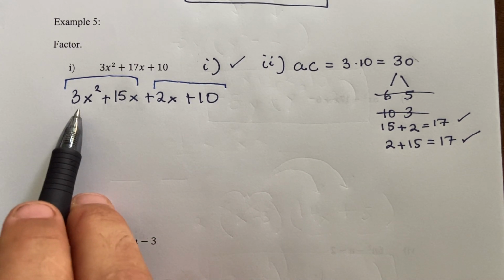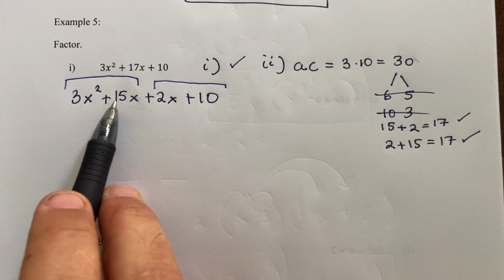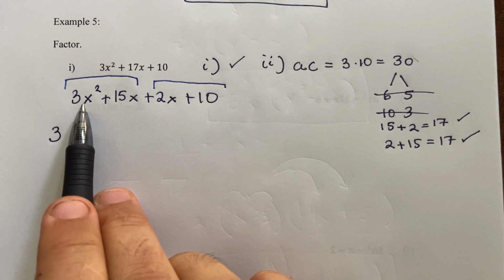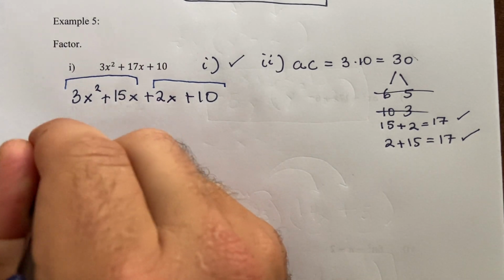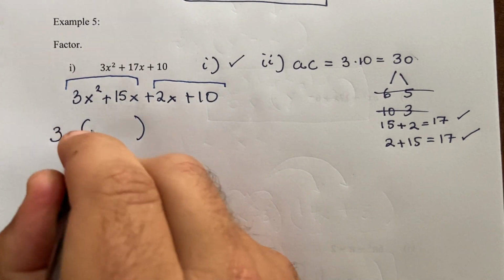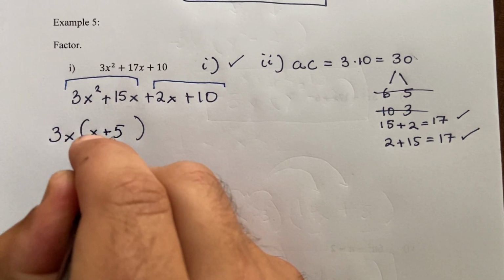So factor by grouping, 3 and a 15. So for sure a 3 will come out of these first two, and also an x. What would we leave behind? An x plus 5.